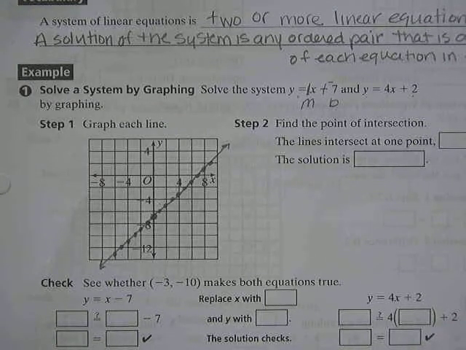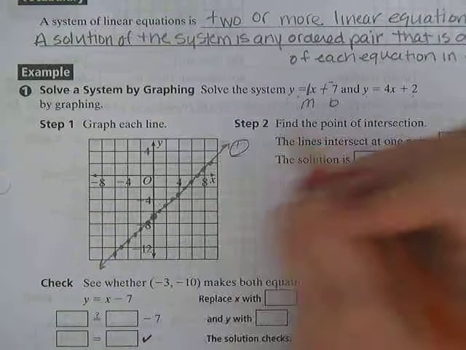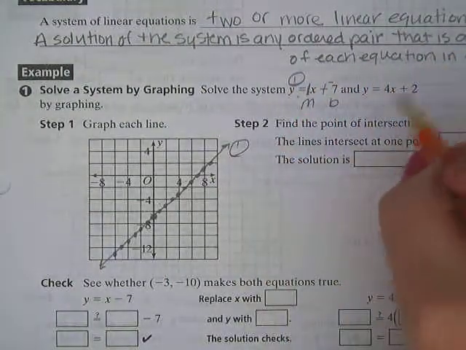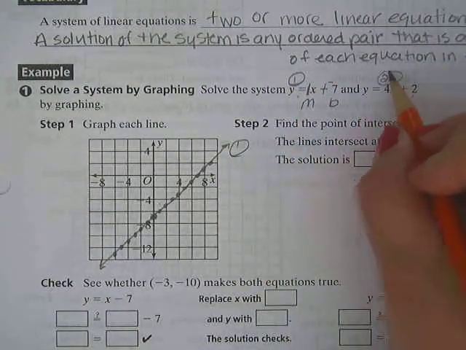Now one thing you notice about this is that when you graph these, you have to be very precise. All right, always use graph paper when you're doing these, and that's why we're going to use our graphing calculators in just a couple minutes, because they're kind of fun on there. Okay, so that's our first equation.